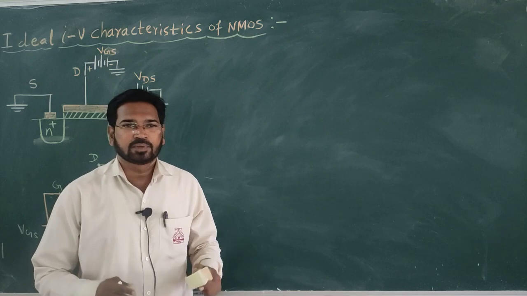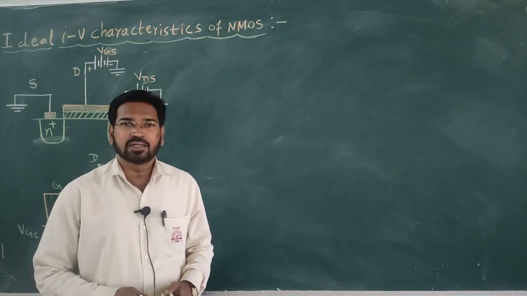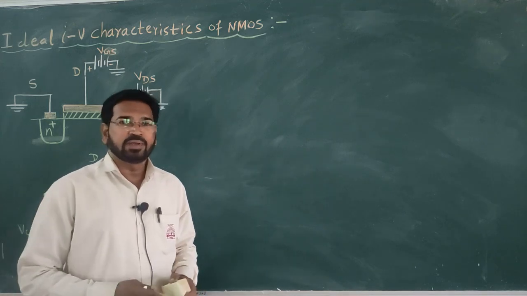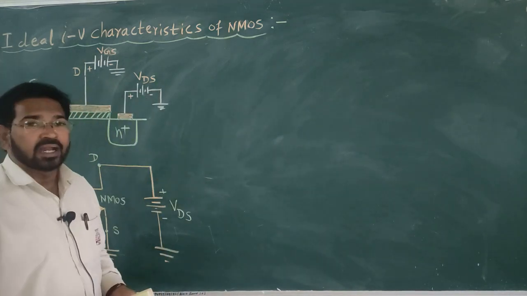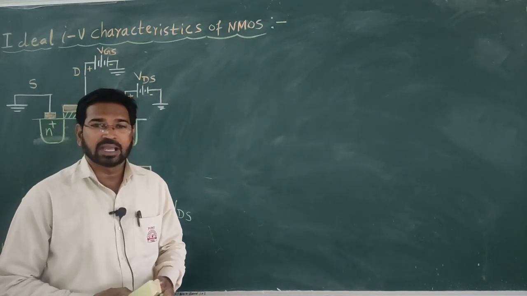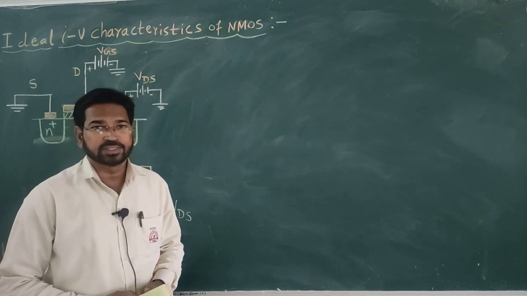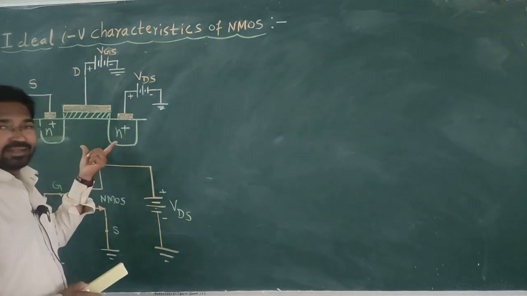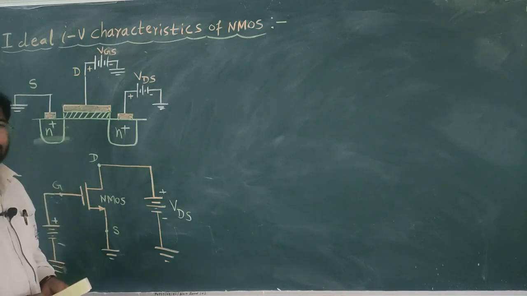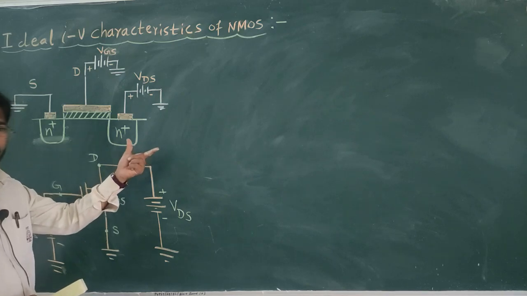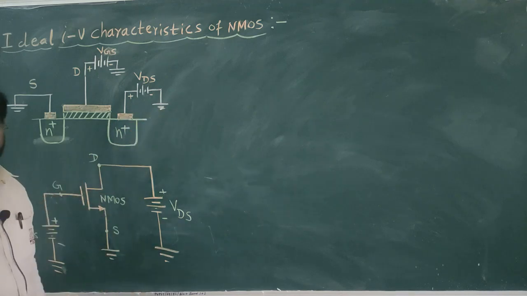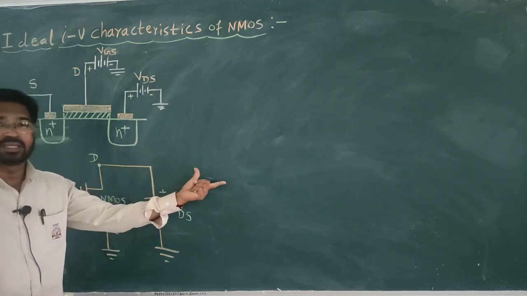Hello students, in the previous class we studied the working of the NMOS transistor. So today we are going to study the ideal volt-ampere characteristic of the NMOS, or N-channel enhancement MOSFET. We require this diagram to understand the characteristic. There are many questions we can ask from the characteristic: why the current varies linearly, and why the current does not increase even if we increase VDS.